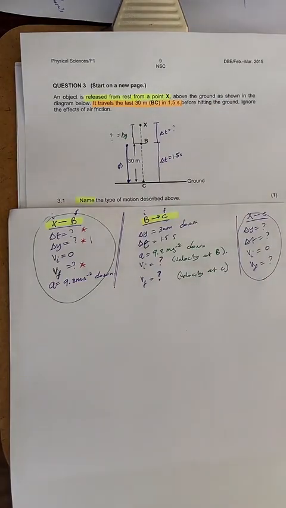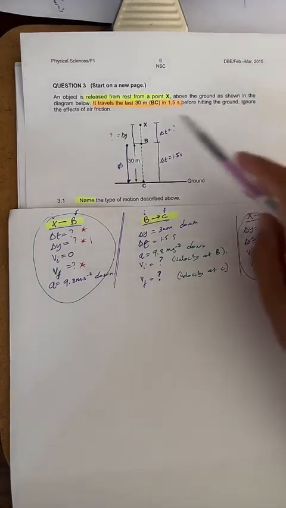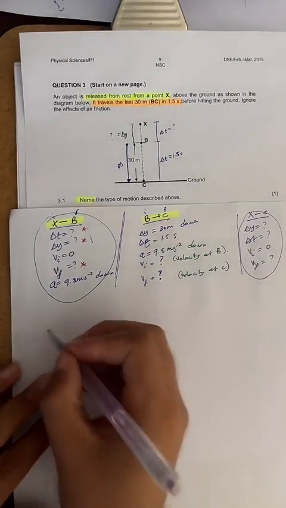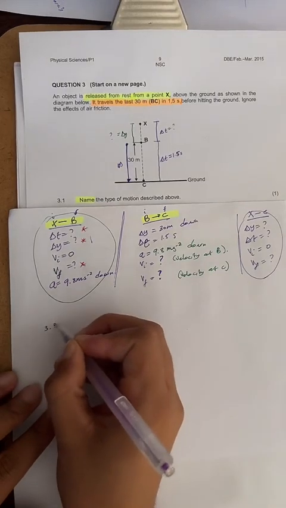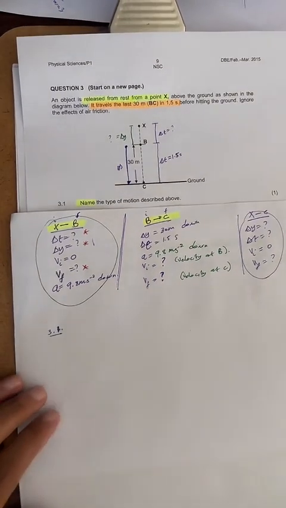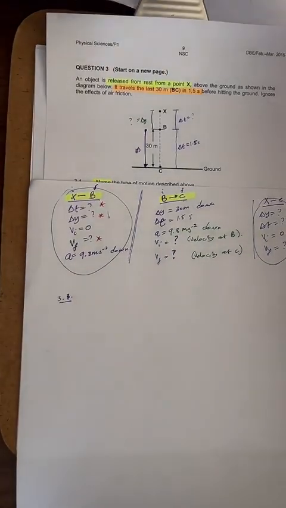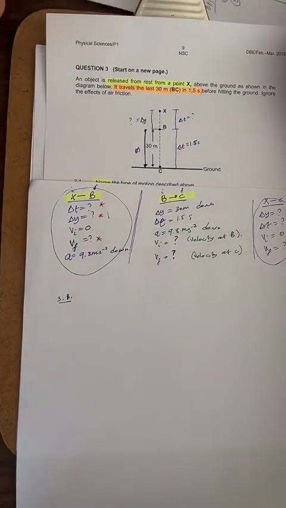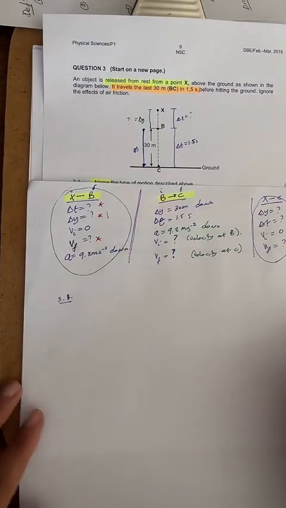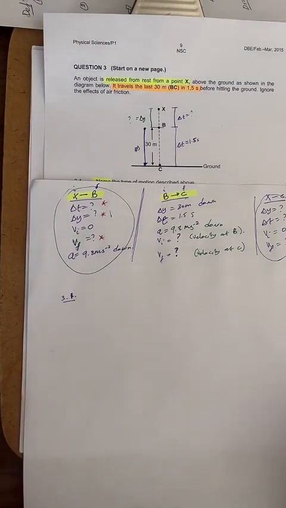3.1. 3.1 says, name the type of motion described above. What is the motion of the object described above? Anyone who can help us with 3.1? Answer to 3.1.